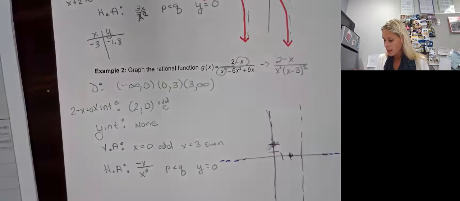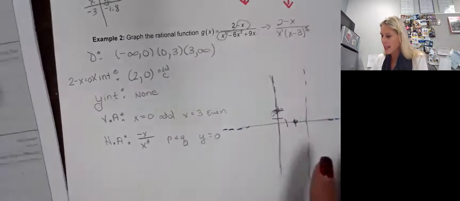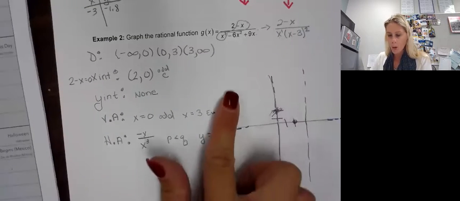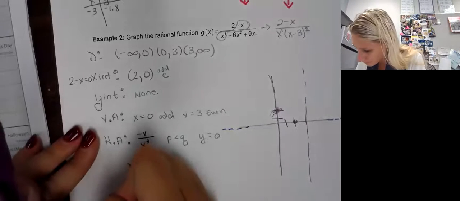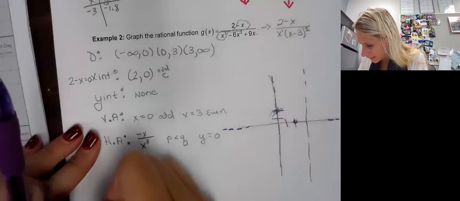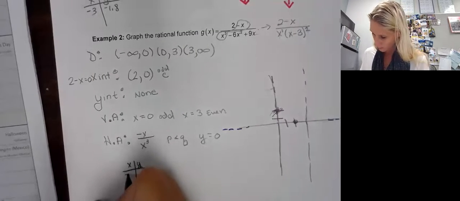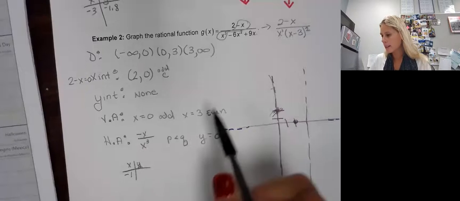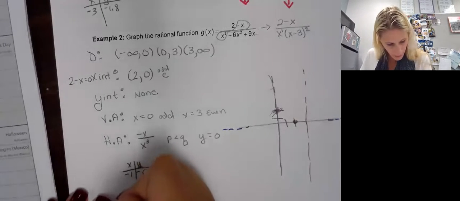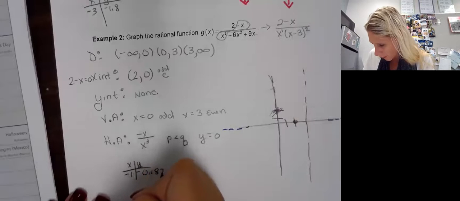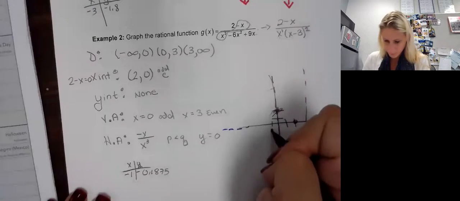Okay. Now, let's talk about points, right? Because again, we don't know which one it's going in. So let's plug in. In this case, because our vertical asymptote is at 0, we could plug in -1. When we plug in -1 for our x's on your calculator, you get -0.875. So that means we're somewhere down here.